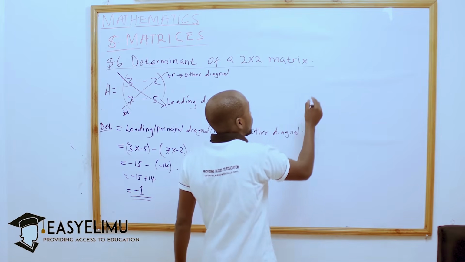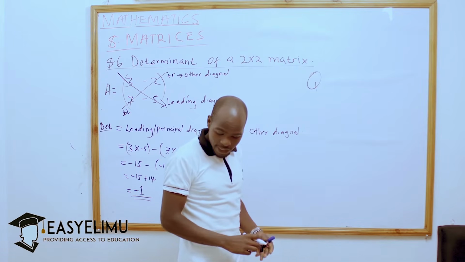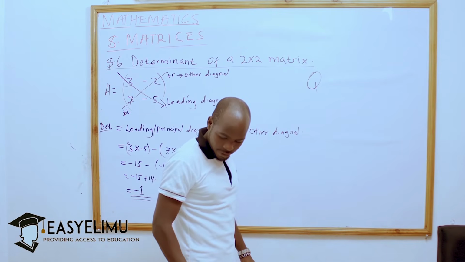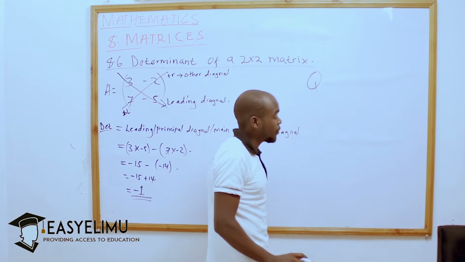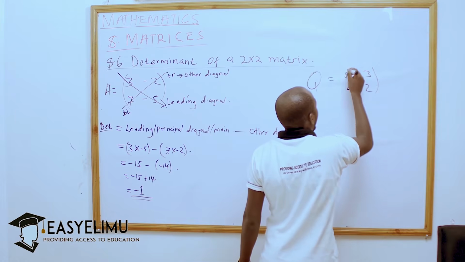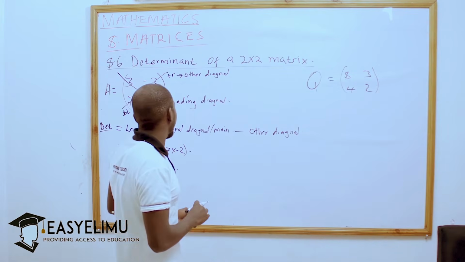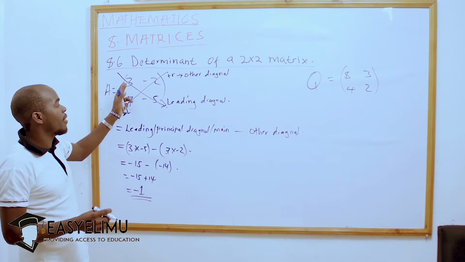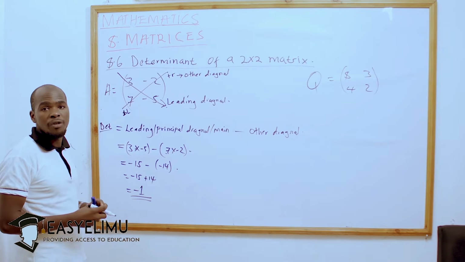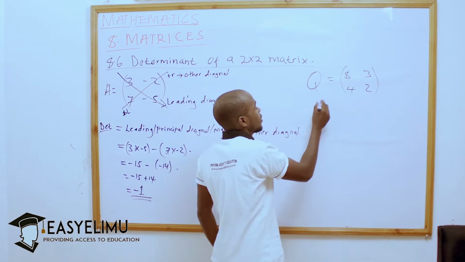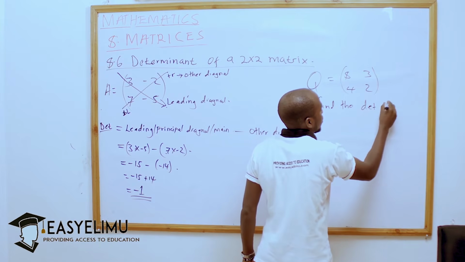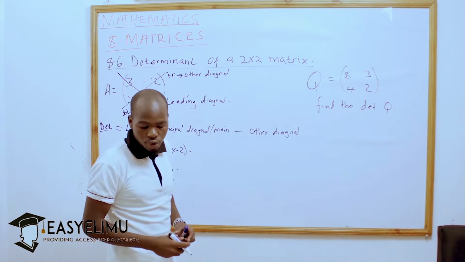I will give you a question and I want you to go and find the determinant of the matrix 8, 3, 4, 2. Taking note that we have the leading diagonal and the other diagonal, use the procedure which I have used to find the determinant of this matrix. Find the determinant of Q.